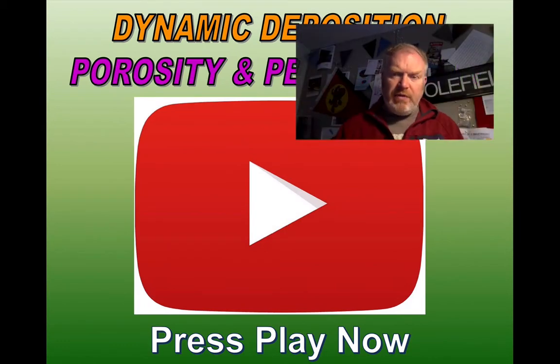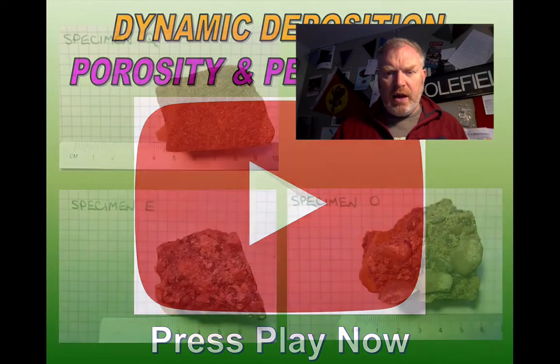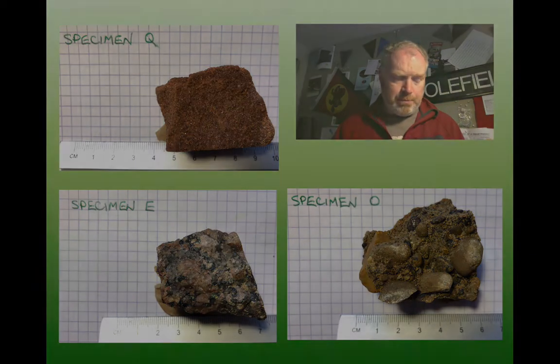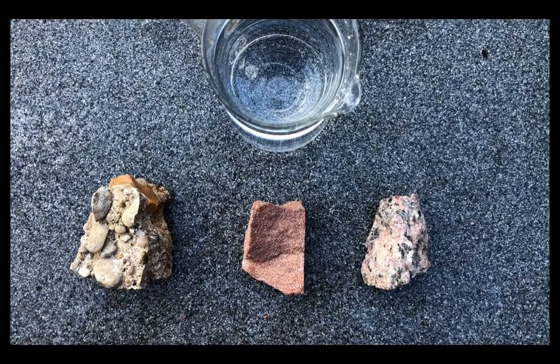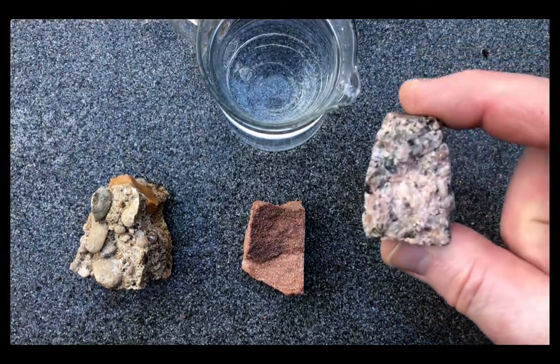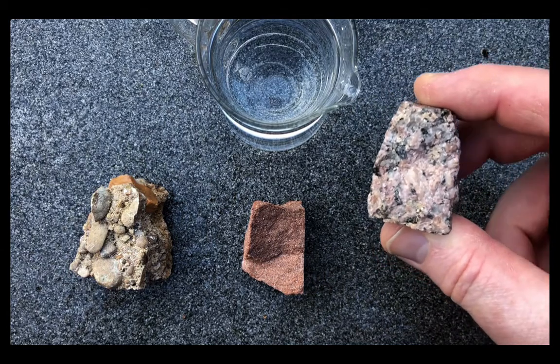Okay, having described those rocks, let's think about how they might affect porosity and permeability. Watch this video where I test a few of these specimens to see if there is any porosity or permeability in them. Okay, so let's test some of these specimens to see what their permeability might be. Let's start with the granite. Remember, this is an igneous rock. What would you expect its permeability to be?